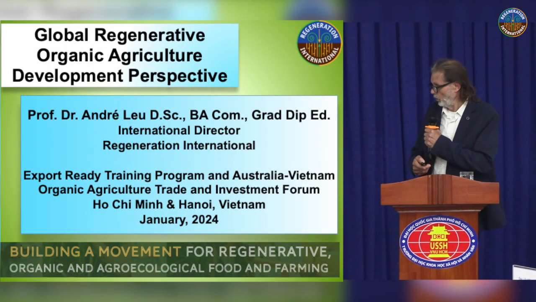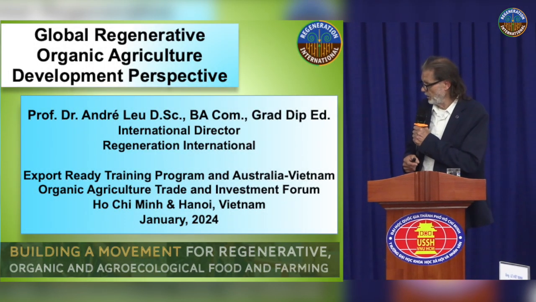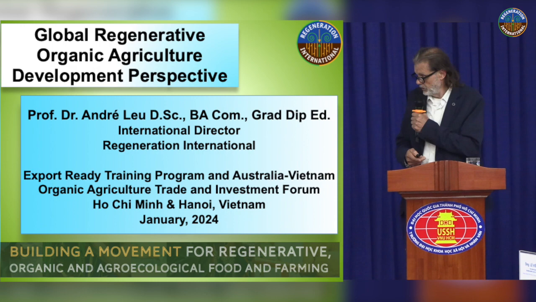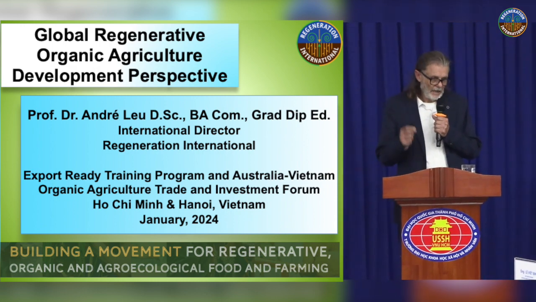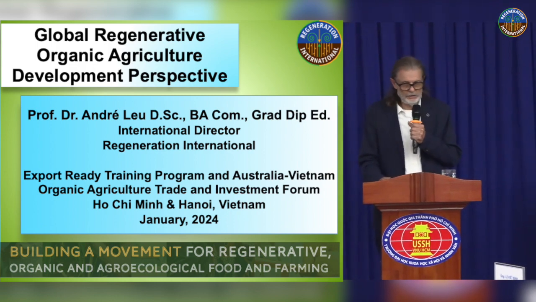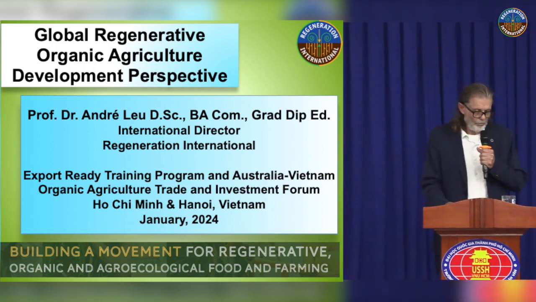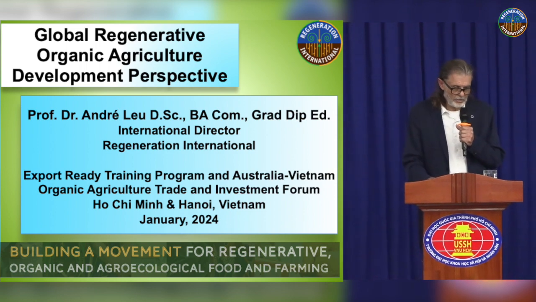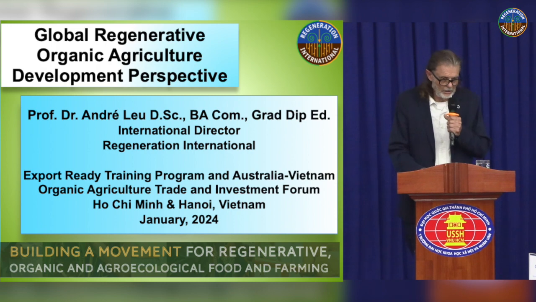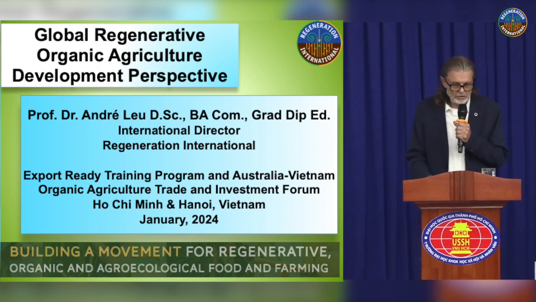I've been asked to talk about global regenerative organic agriculture. From our perspective, what is very important is that agriculture has to change. Agriculture, as it's currently practiced, is the cause of most of the environmental destruction on our planet, and particularly the chemicals from agriculture are causing serious problems.